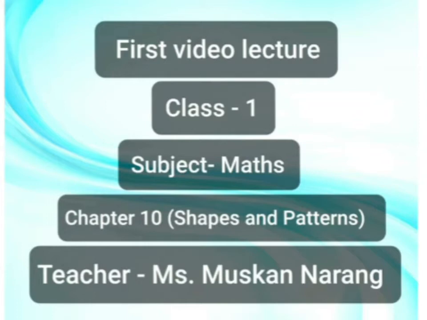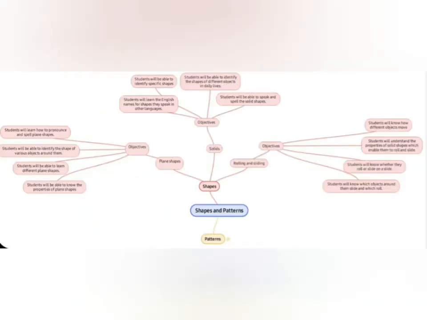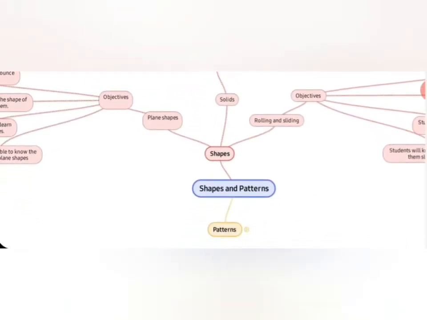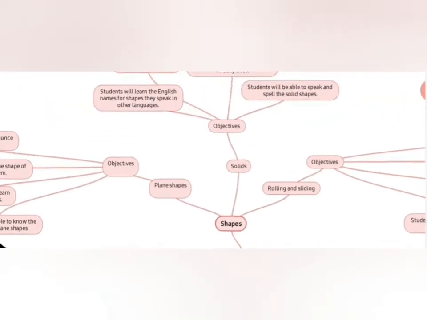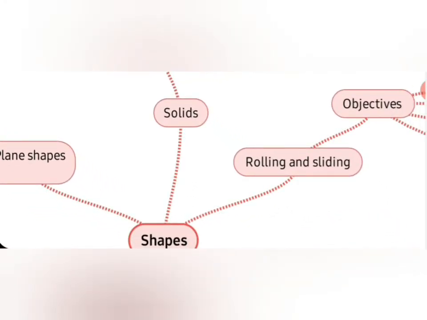In this lecture, we have come up with a very interesting chapter, that is shapes and patterns. Chapter number 10 of Maths of Class 1. First, let's see which topics we will cover in this chapter. We have two main topics under it. First is shapes and second is patterns. Under shapes, again we have subtopics: plane shapes, solids, and rolling and sliding.